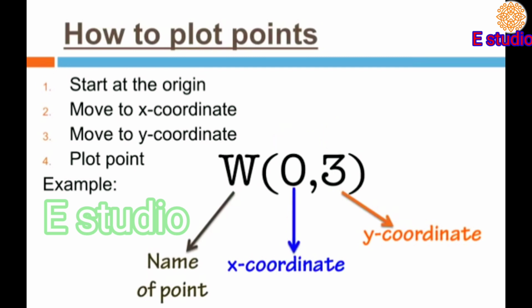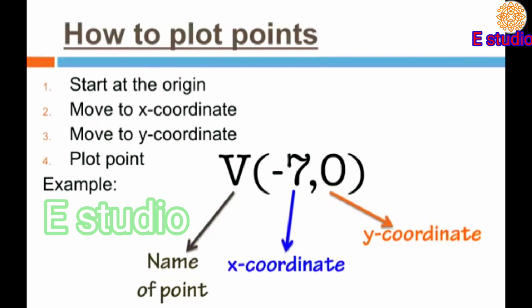How about this point here, W at (0, 3)? This one's tricky because our x-coordinate is 0. So do you think we move left or do you think we move right? Well, we move 0 places to the left or 0 places to the right. Either way, we just stay where we are. So we don't go left and we don't go right. We stay on the x-axis. And then our y-coordinate is 3. So do you think we go up 3 or down 3? Well, it's a positive number, so we go up 3.